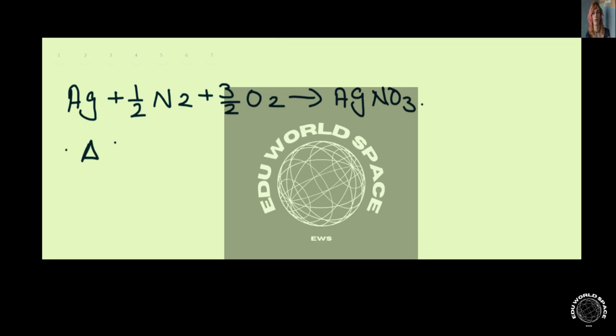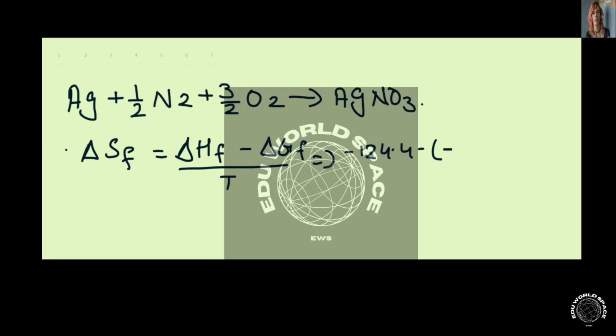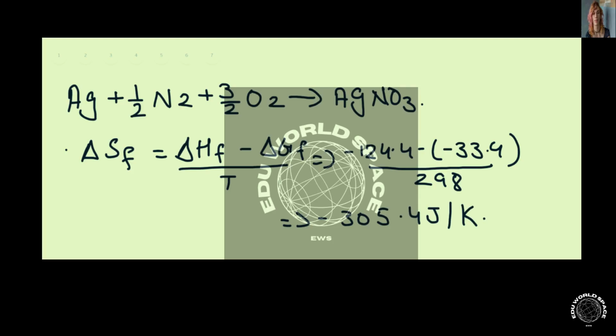So, continuing to the next part, we have delta S final equal to delta H final minus delta G final divided by the temperature. Substituting the values, we have negative 124.4 minus 33.4 divided by temperature 298. The value of delta S will be negative 305.4 joules per Kelvin. It is a negative value, which means entropy decreases for the formation of product AgNO3.